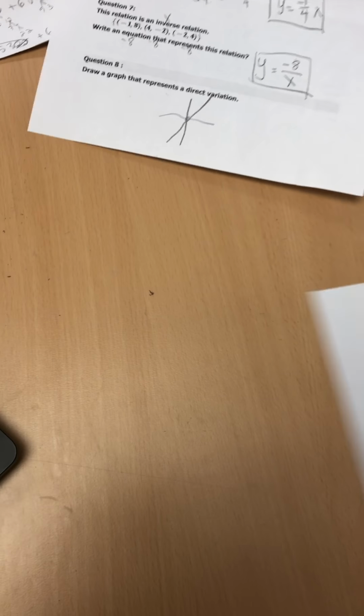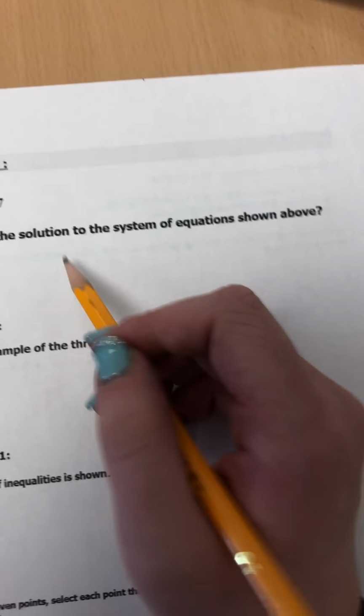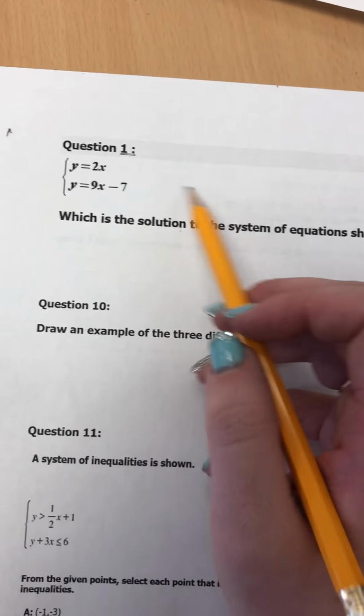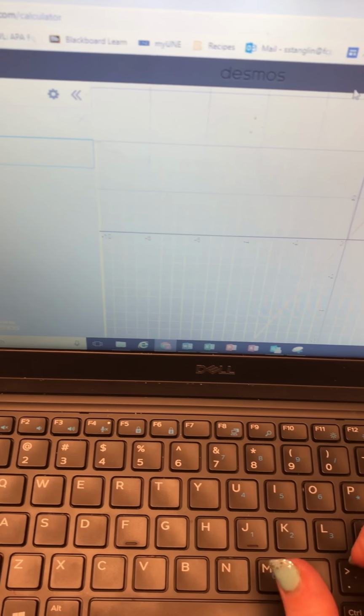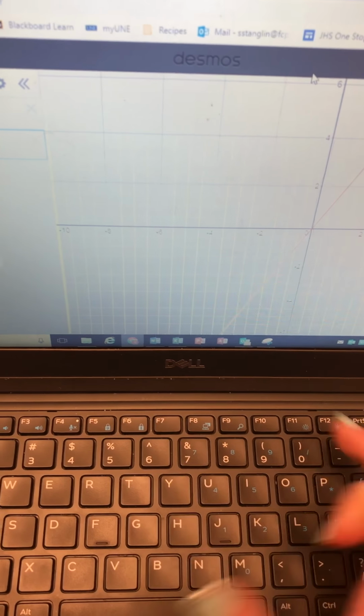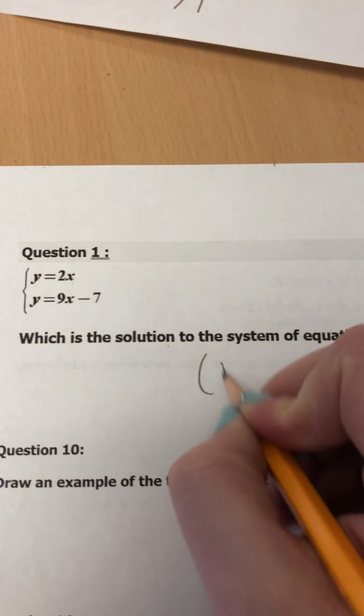All right, let's move on to systems. So this looks for the solution to the system. We know when we're looking at a system that we can use Desmos. So I'm gonna go ahead and type that in. Okay, so that we know the solution is where they cross each other. The point where they cross each other is 1, 2. So that's my solution here, is 1, 2.